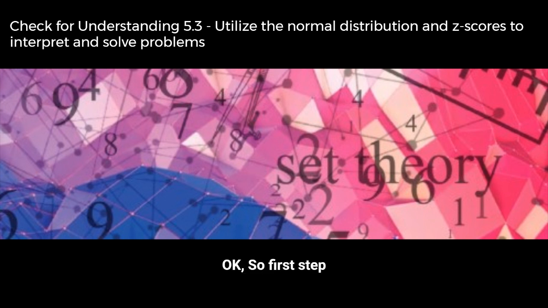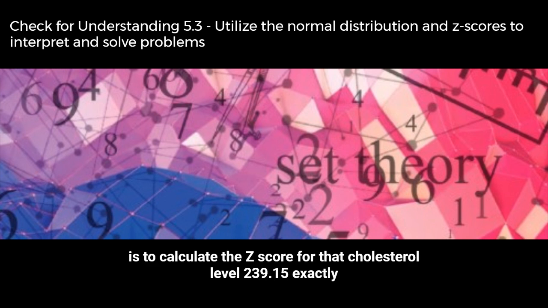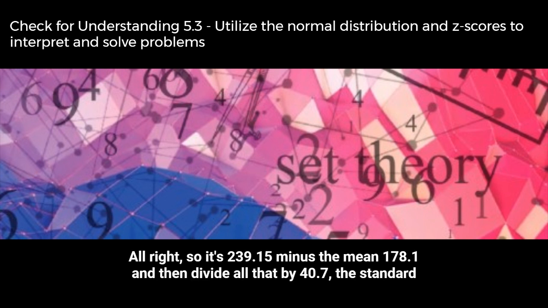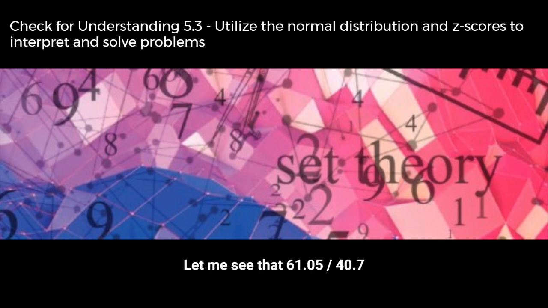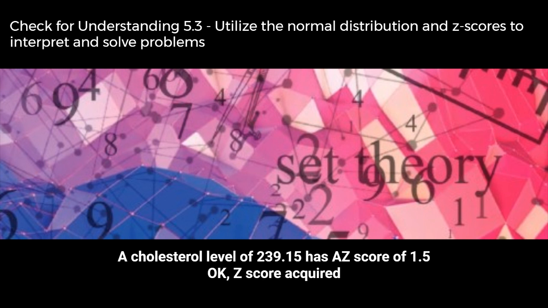Okay, so first step, if I remember correctly, is to calculate the Z-score for that cholesterol level, 239.15. Exactly. So it's 239.15 minus the mean, 178.1, and then divide all that by 40.7, the standard deviation. Let me see, that's 61.05 divided by 40.7, which is, drum roll please, about 1.5. You nailed it. A cholesterol level of 239.15 has a Z-score of 1.5. Okay, Z-score acquired, now what?